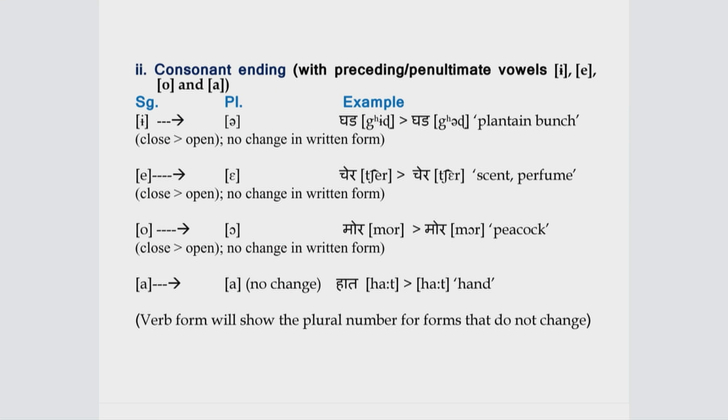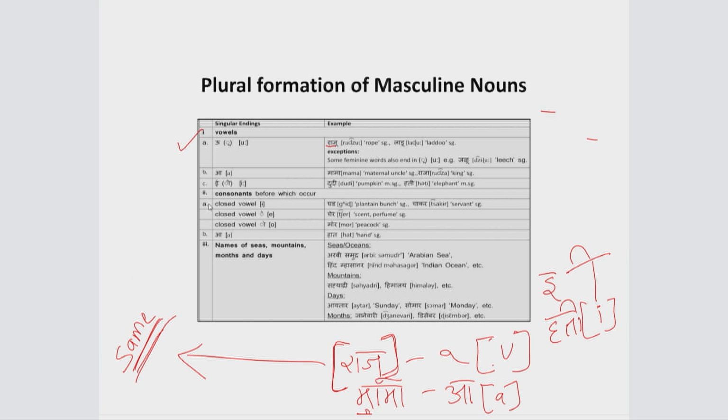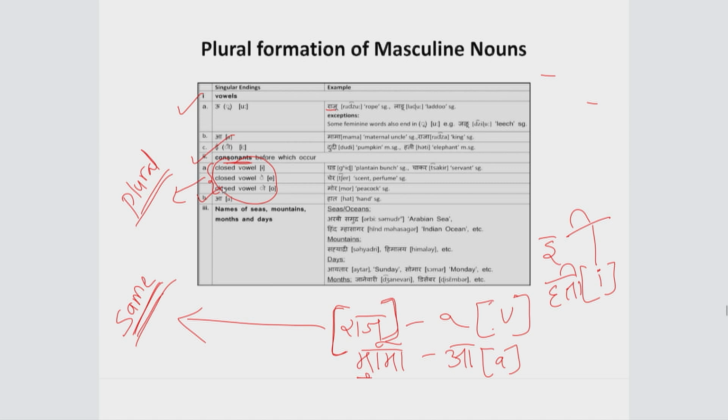Then we have masculine nouns that end with consonants. So all these consonant ending masculine nouns will undergo change. The vowels before them will undergo change. Okay. So these are consonant ending, but the vowels that we have mentioned here will undergo change in the plural formation. Then we have a, which does not undergo any change in the plural formation. I will talk about this in detail in the following lecture. Thank you.